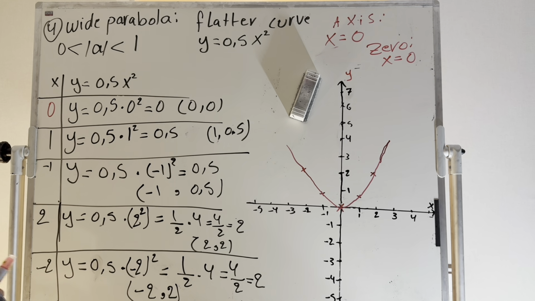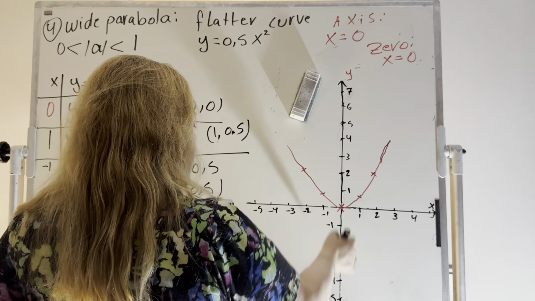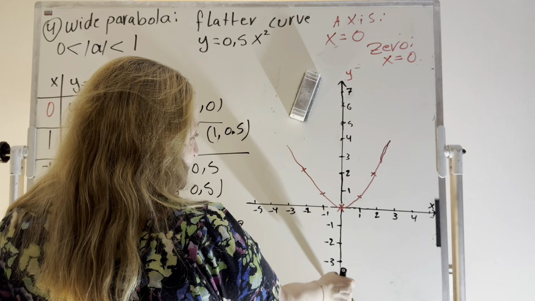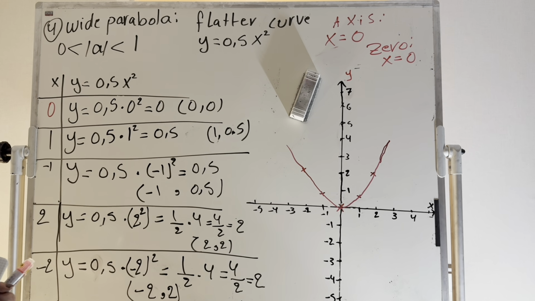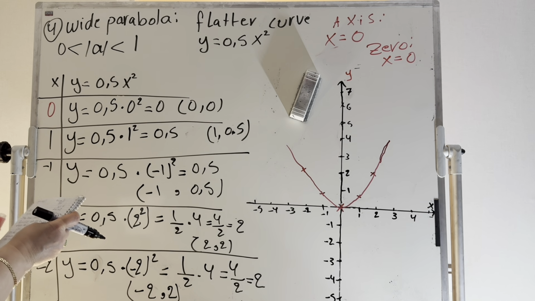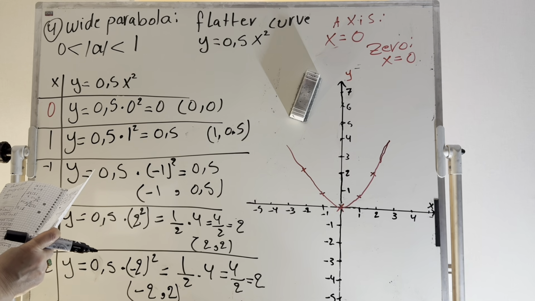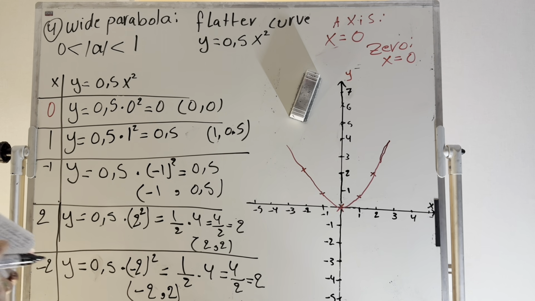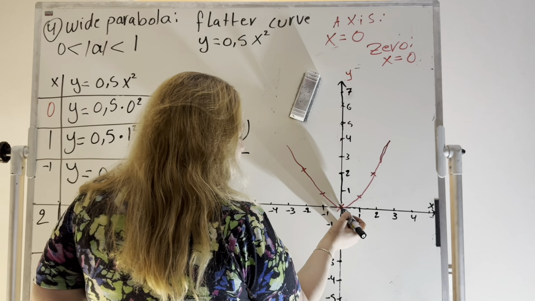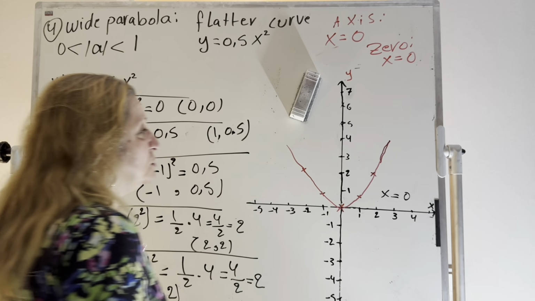And the symmetry line divides the curve into two perfectly symmetrical halves. And this is the vertex, 0, 0, and the symmetry line equation is x equals 0.